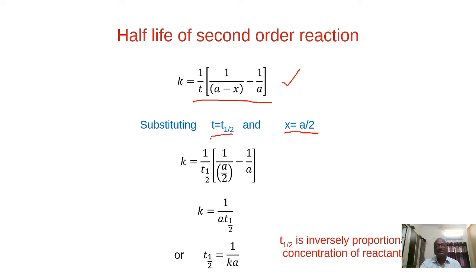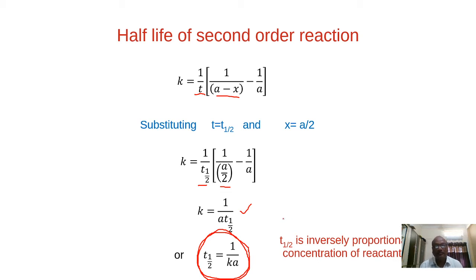By substituting T is equal to T half and X is equal to A by 2, now we can see how we get K is equal to 1 by T half. Instead of T, you are writing T half. This T is replaced by T half, whereas A minus X becomes A by 2, minus 1 by A. And simplifying this, we get K is equal to 1 by A into T half, or T half is equal to 1 by Ka.